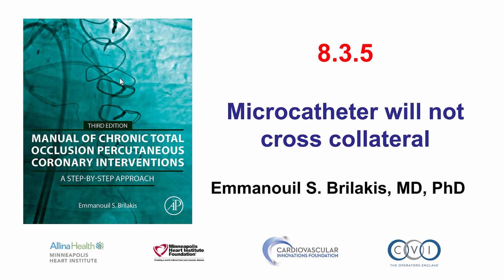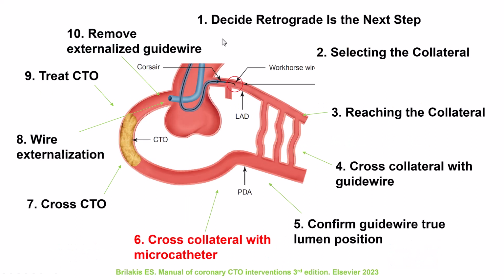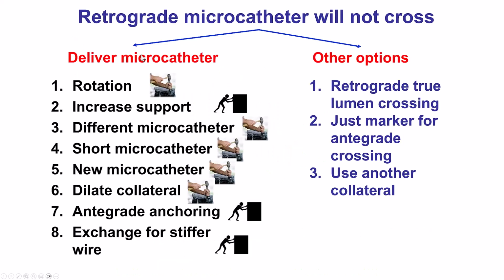This video discusses what to do if a microcatheter does not cross through a collateral. Specifically, this refers to septal collaterals because for epicardials, one wants to be much more conservative. And this is the step where this is referring to. This is step number 6 of the retrograde approach. We got the guide wire through, but then the microcatheter fails to go through the septal collateral.